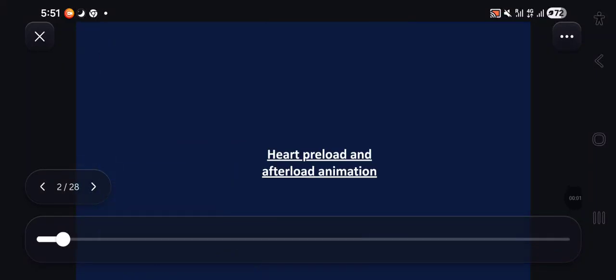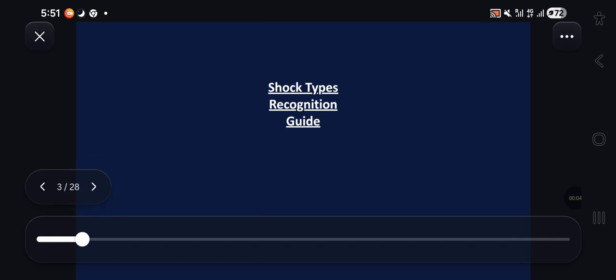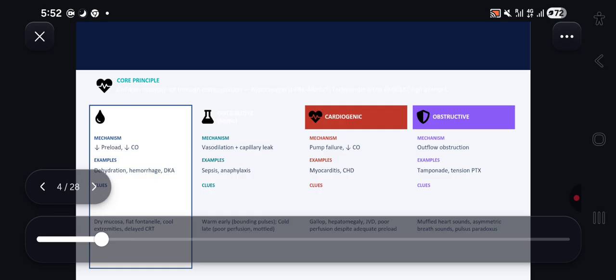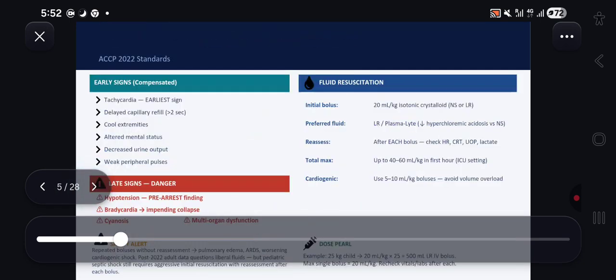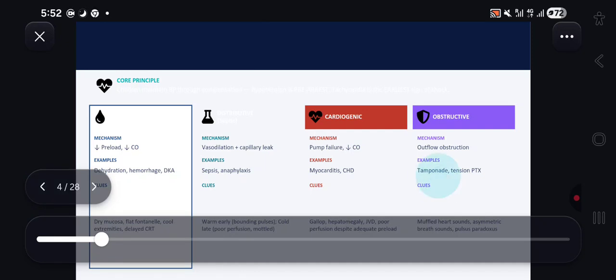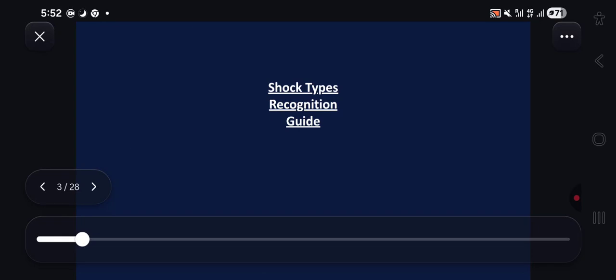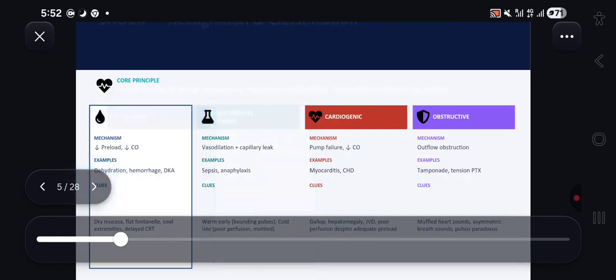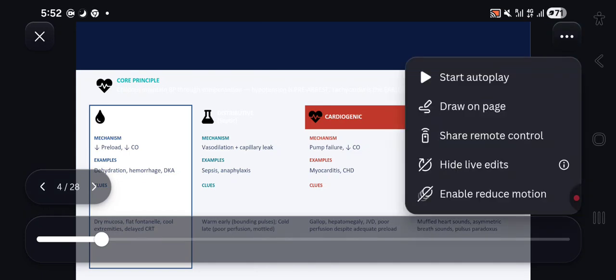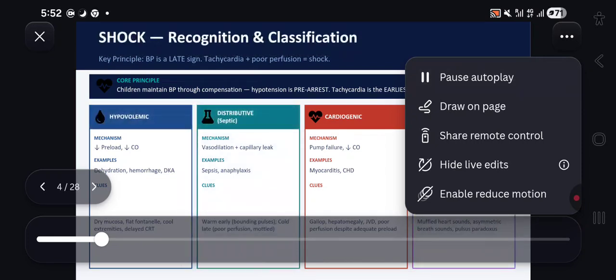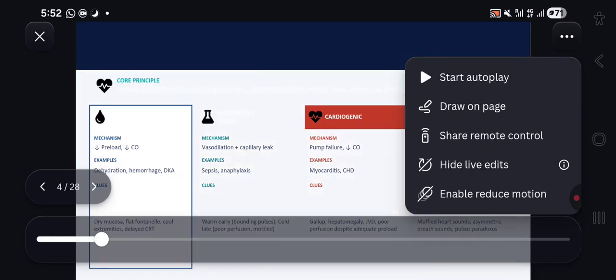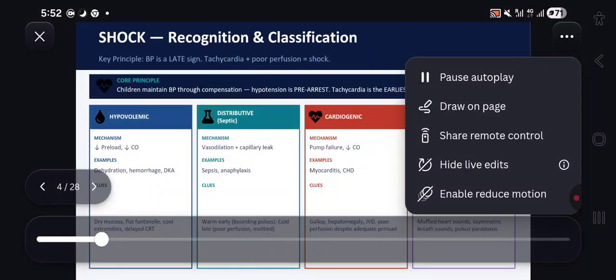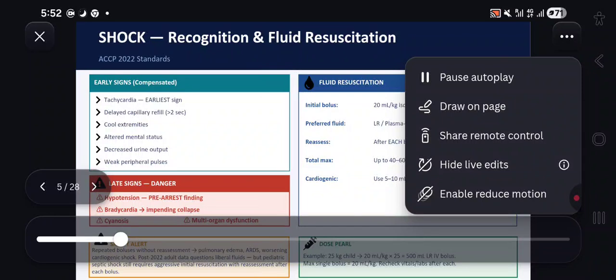Now, after we talk about the heart preload and afterload, and we talk about the shock types and the recognition guide, we will go for the first management in the shock type and each management, how it can be. As we said, the core principle here we need to know.